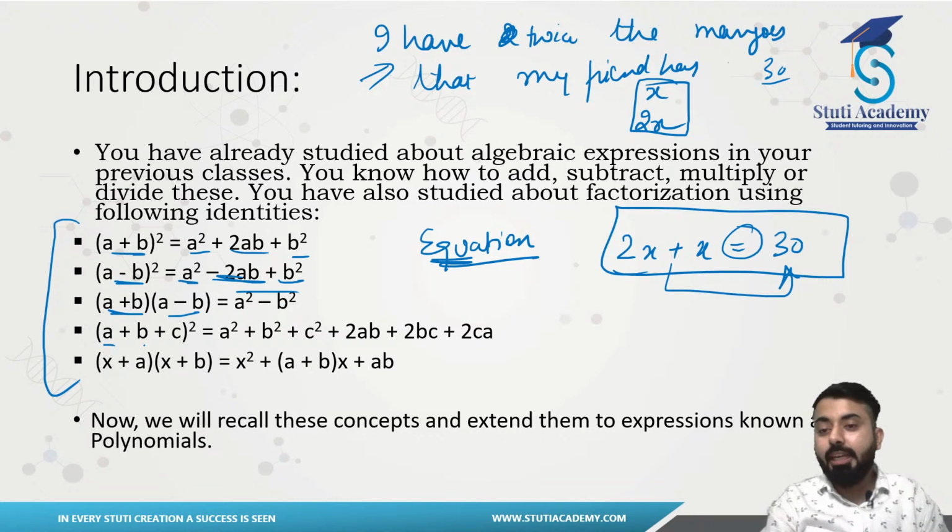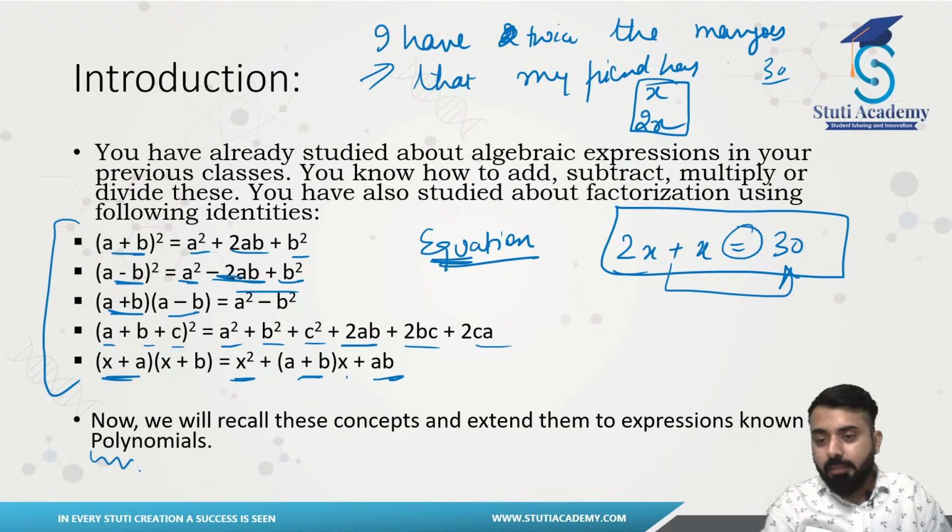And then you had (a plus b plus c) whole square. That means square of three different variables or three different values added together, they will be giving what? a square and b square and c square adding together plus 2ab plus 2bc plus 2ca. So that is your identity here. Now for your last one, if you have something like this, (x plus a) into (x plus b), that will be x square plus (a plus b)x plus ab. These are some identities, you guys should be recalling them.